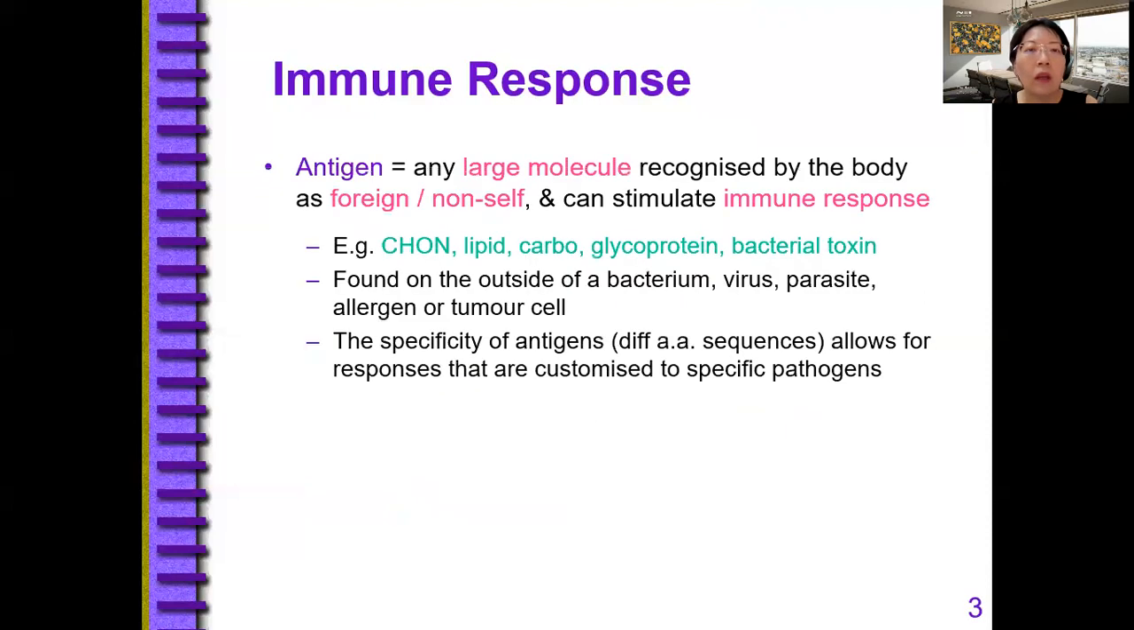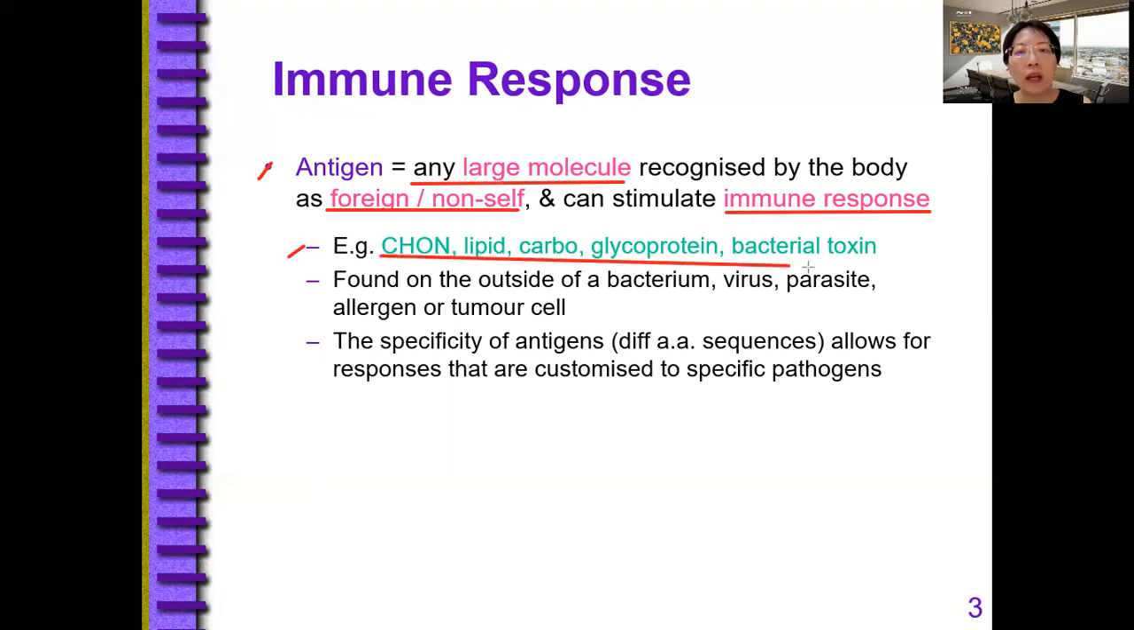So what is antigen? You learned the word antigen in chapter 4 when you learned the membrane structure. But the definition of antigen for this chapter, which is immunity, is broader. Okay, so let's look at this definition of antigen. Antigen in this immunity chapter means any large molecules which are recognized by the body as foreign or non-self, and therefore will stimulate our immune response. So as long as this antigen is recognized as foreign or non-self, it will lead to a stimulation of our immune response.